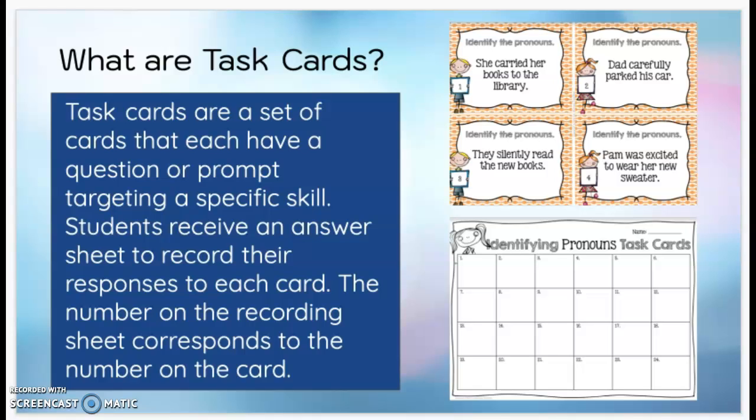As many of you probably know, task cards are a set of cards that each have a question or prompt targeting a specific skill. So in this example that I have here, the task cards are for practicing identifying pronouns. Students then receive an answer sheet, like this one, to record their responses to each card, and then the number on the recording sheet corresponds to the number on the card.